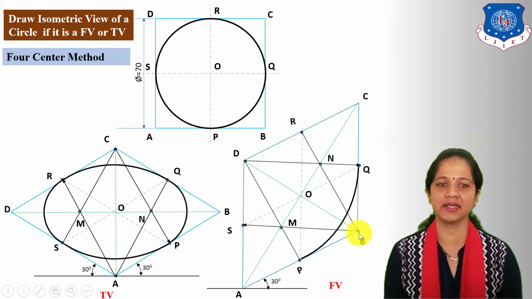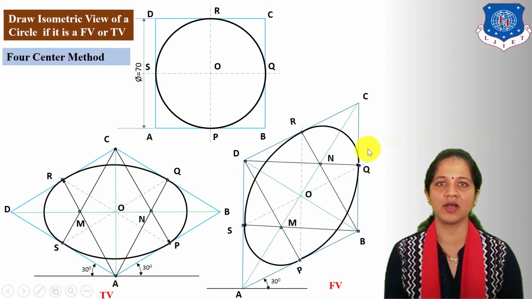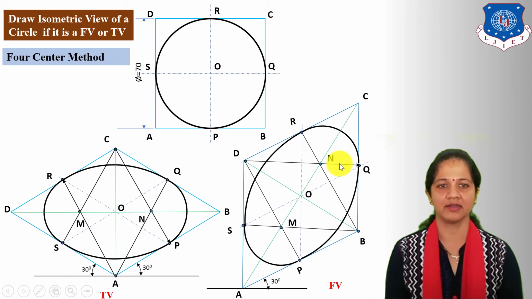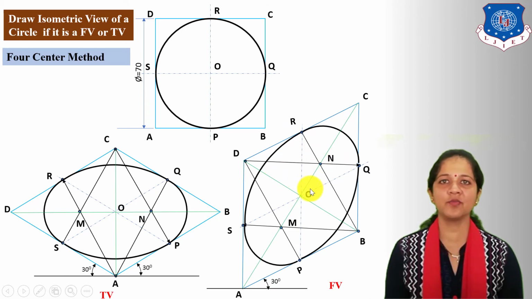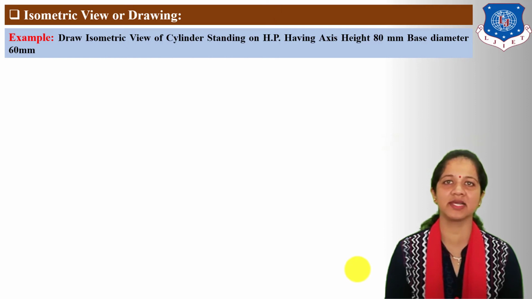Similarly, take center B, radius BS or BR, and draw an arc from center point B. Next, take center M, radius MP or MS, and draw an arc. Similarly, take center N, radius NR or NQ, and draw an arc from center point N. So this indicates the isometric view of a circle in the front face. Next, let us solve one example which has a circle.